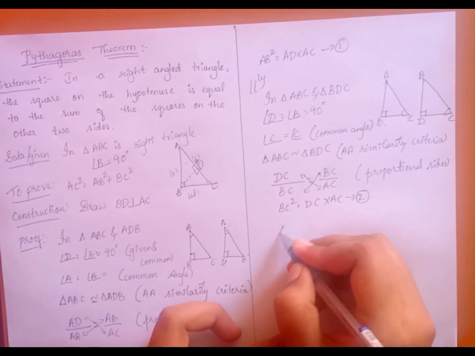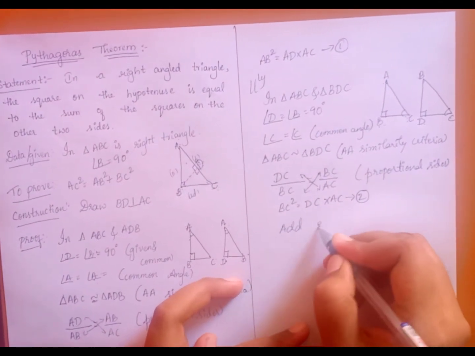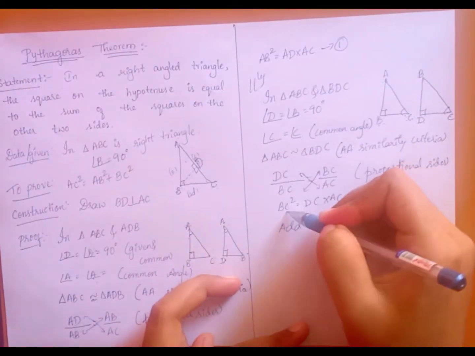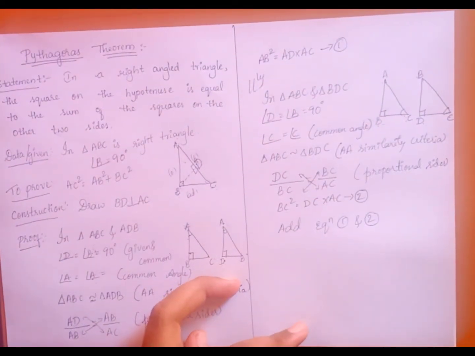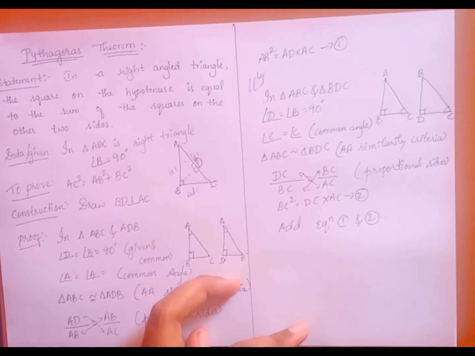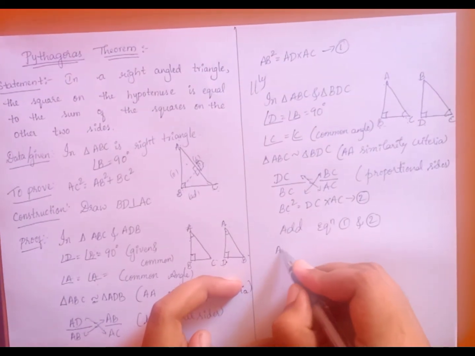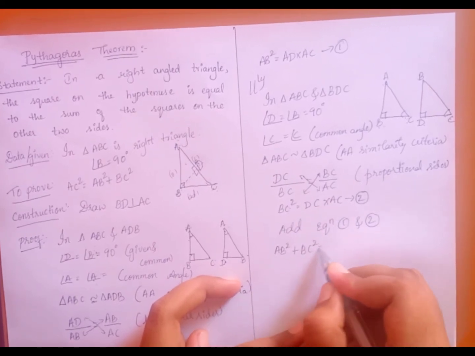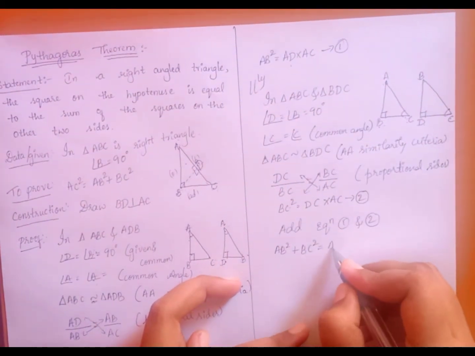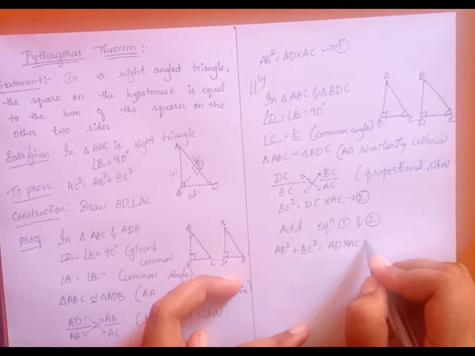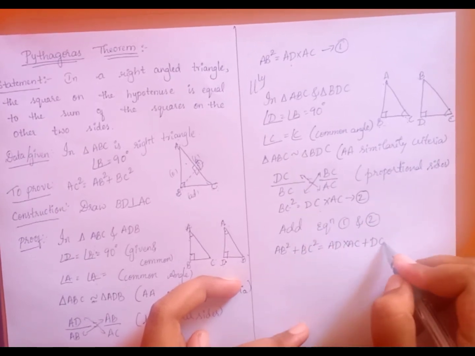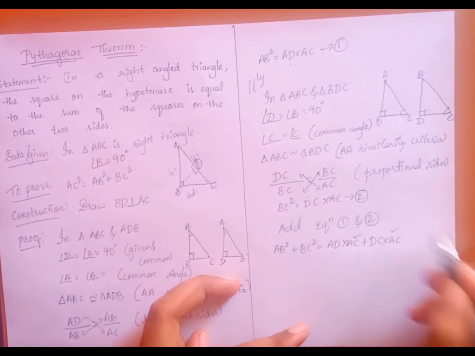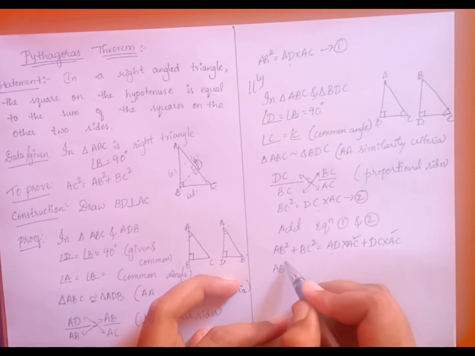Now we will add equation 1 and 2. Left hand side we need to write what we have on the left, and right hand side what we have on the right. So now I'll write AB square plus BC square from equation 2, that is equal to AD into AC plus DC into AC. In both we can see AC is common, so I'll take AC as common.